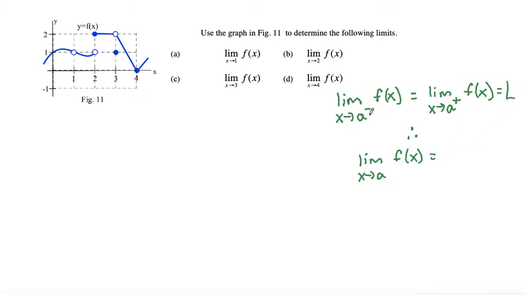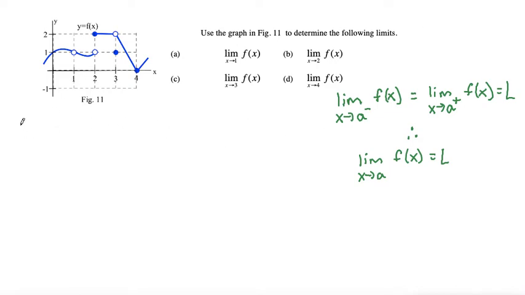If the limit as x approaches a from the left of f of x is equal to the limit as x approaches a from the right of f of x is equal to some value L, then the overall limit will also equal that value L. So in order to determine what the left-hand limit is and the right-hand limit, let's look at the graph.